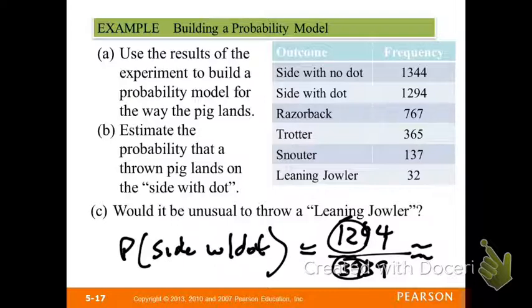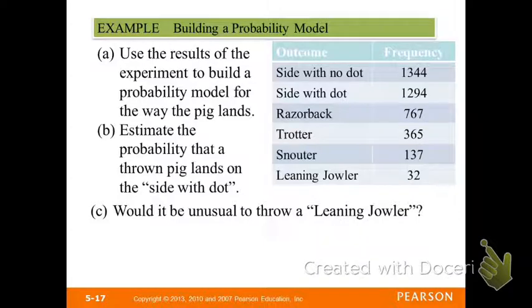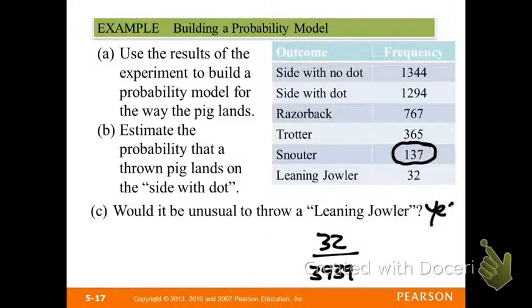And then it says, would it be unusual to throw a leaning jowler? Now, leaning jowler here is 32 times out of 3,939. Relative to the other outcomes, the next closest one, the snouter, is nearly 4 times more likely to happen than the leaning jowler. So the answer is yes. Relatively speaking, this is less than 0.1. 32 out of 3,200 would be 0.01, so this is less than 0.01. It has less than a 1% chance, which would certainly classify it as being unusual.